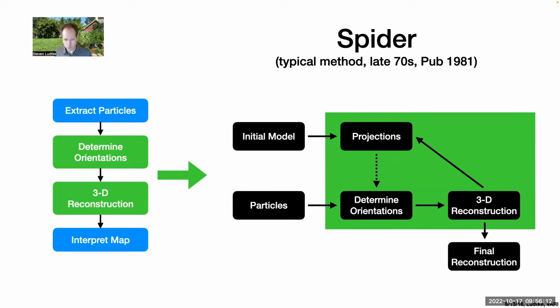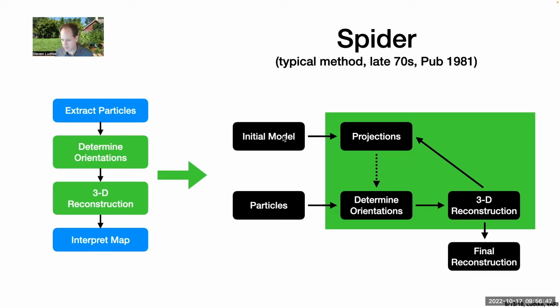So if you look at the original generic single particle reconstruction package in the field, which was SPIDER, developed by Joachim Frank, who won the Nobel Prize for his ribosome cryo-EM work. SPIDER was developed in the late 70s. It's written in Fortran 77. It was first published in 1981. Anyway, this was the original package, and the strategy it uses is extremely straightforward. It's basically what I just explained.